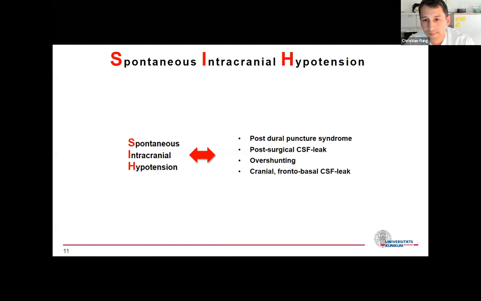When talking about SIH, you clearly have to differentiate it from other diseases that are also related to intracranial hypotension, but those are not the spontaneous part. You clearly have to differentiate spontaneous intracranial hypotension from post-dural puncture syndrome, from patients that suffer from post-surgical leak and CSF loss. Of course, you have to differentiate it from overshunting and also from patients that present with frontobasal CSF leaks. So these diseases might also be in line with intracranial hypotension, but it's not the spontaneous intracranial hypotension we're talking about.